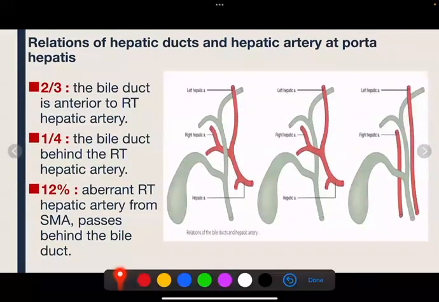Relationships of the hepatic ducts and hepatic artery at the porta hepatis. Sometimes we have variations. In 2/3 of cases, the bile duct lies anterior to the right hepatic artery, as we can see here clearly. In 1/4 of cases, the hepatic duct or the bile duct rises behind the right hepatic artery. In 12% of cases, we have an aberrant right hepatic artery, which arises from the superior mesenteric artery, and it will pass behind the bile duct.